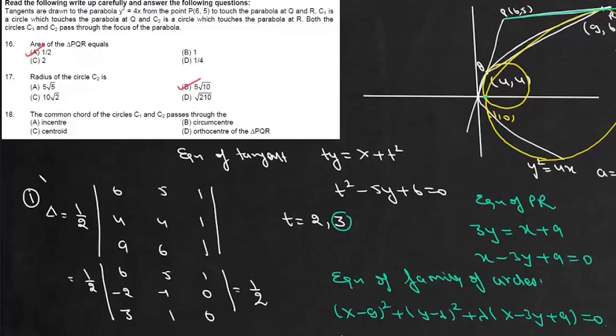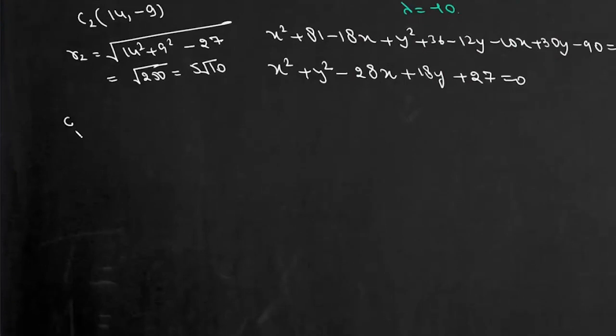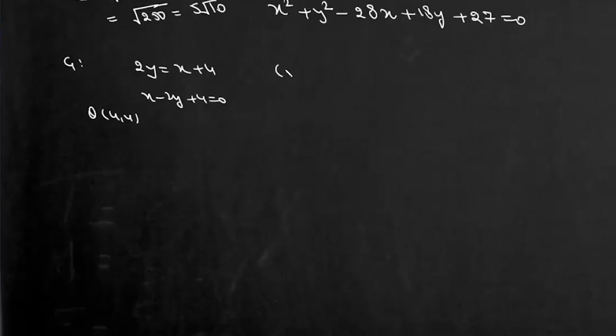And the next part is: the common chord of the two circles passes through which of the following centers of this triangle PQR. For this, again, we have to find the equation of the circle C1. For circle 1, the equation of the tangent will be given by 2y equals x plus 4, or x minus 2y plus 4 equals 0. And this point of contact is (4, 4). We can write this equation as (x minus 4) square plus (y minus 4) square plus lambda times (x minus 2y plus 4) equals 0.